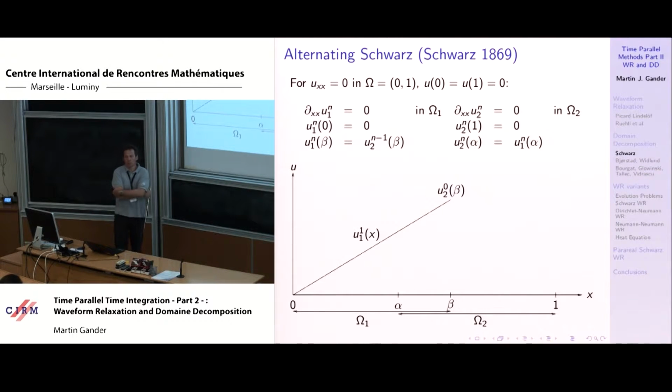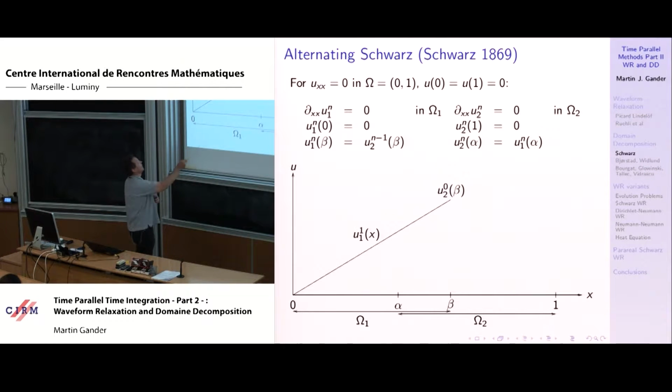Now I want to show you how domain decomposition comes in these time-dependent problems. And to do so, I first explain the 3 classical domain decomposition methods for steady problems. The first one is the Schwarz method. You've seen the Schwarz method this morning. I use a very simple example like Frederick did, but I don't even have a right-hand side. So this is directly the error equations that Frederick had this morning.